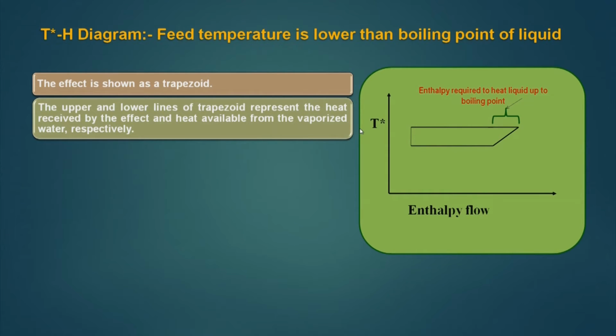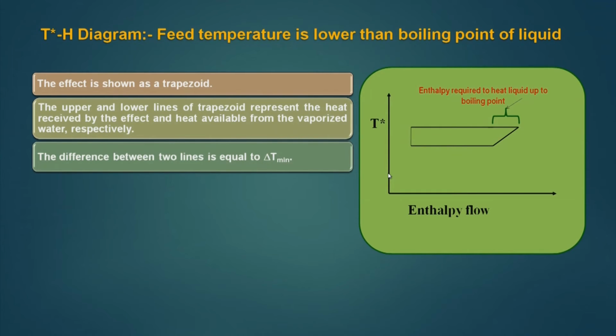the upper and lower lines of the trapezoid represent the heat received by the effect and the heat available for vaporized water. So, this part has got more enthalpy, but this is going to only generate this much of enthalpy as saturated vapor, which will come out due to the boiling of the liquid. So, the difference between the two lines is again equal to delta T minimum.